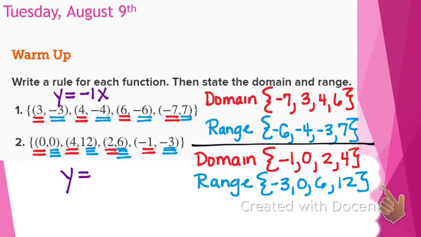It's kind of hard to tell with this first point because that could be anything. We can multiply 0 by any number to still get 0, so we really can't tell the function rule from the first point. But if we look at our second, third, and fourth, 4 times what number is 12? 3. Let's make sure it's always 3. 4 times 3 is 12. Is 2 times 3 equal to 6? Yes. Is -1 times 3 equal to -3? Yes. So my function rule would just be y equals 3x.